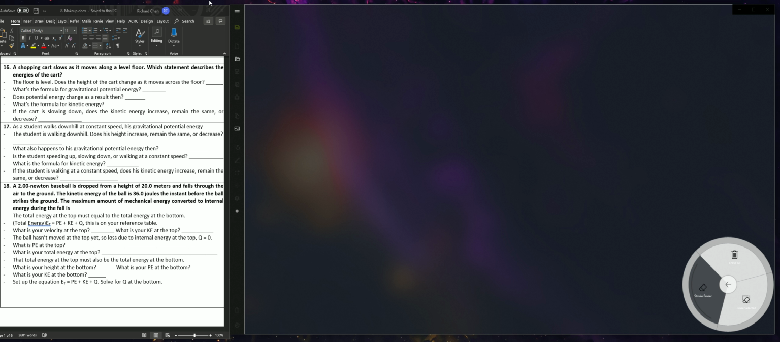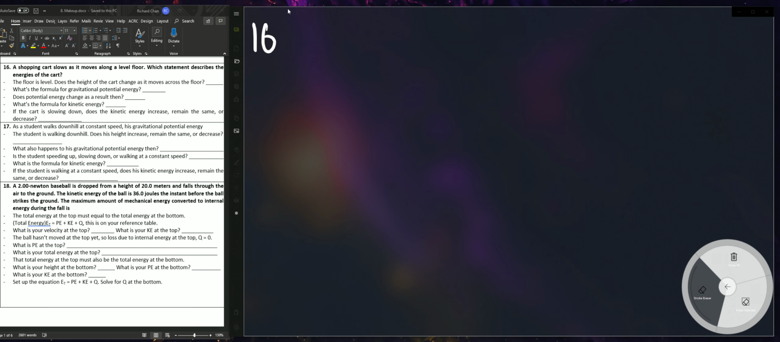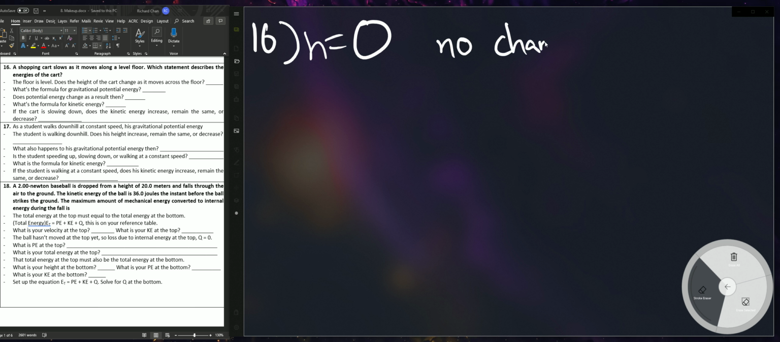16. A shopping cart slows as it moves along the level floor. The floor is level. Does the height of the cart change as it moves across the floor? Again, if you're moving horizontally, you don't really change your height. So your height is 0, right? Does the height of the cart change? No, it doesn't change. Or you can just write no, to be honest.